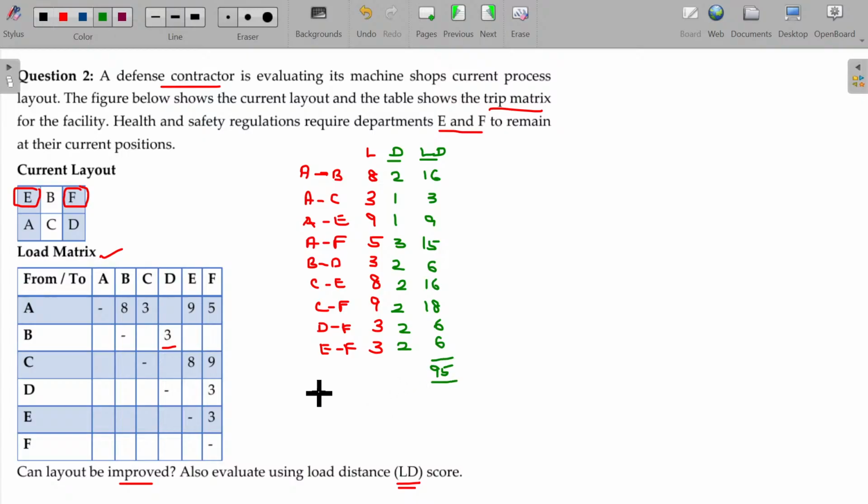95. They have asked to recommend some other altered or alternate layout also. To suggest the alternate or changing the layout, you can imagine this way. You may have few options also here.